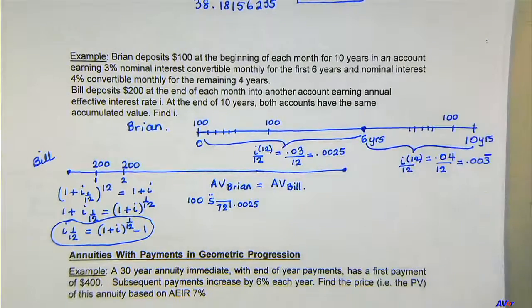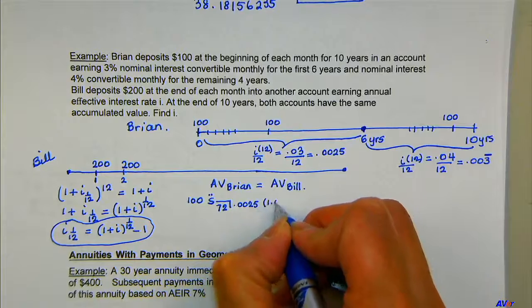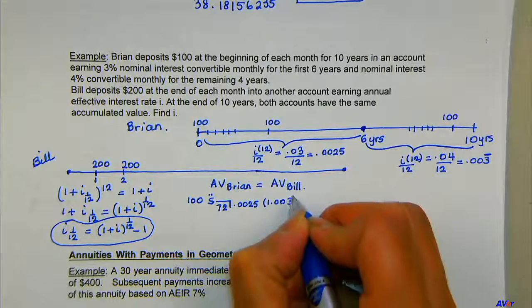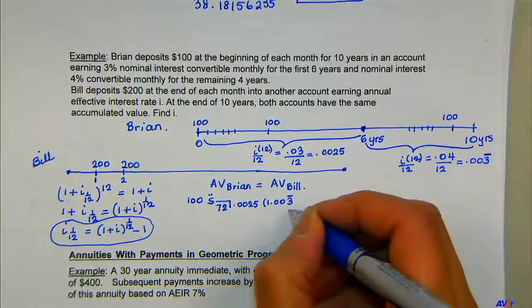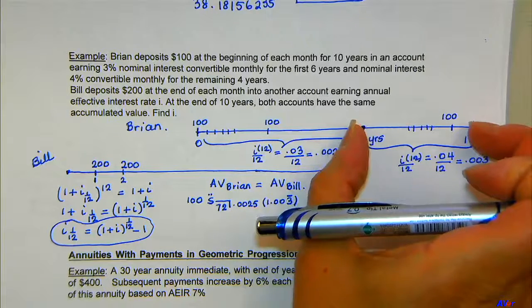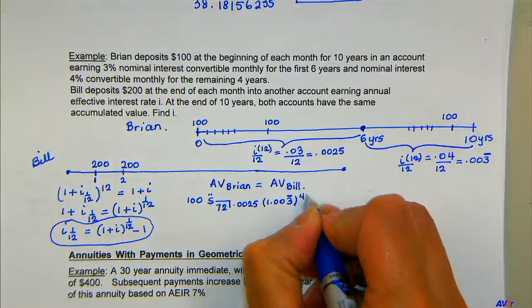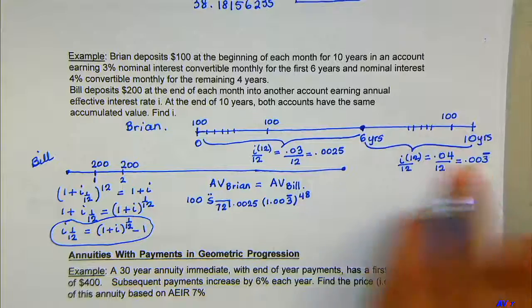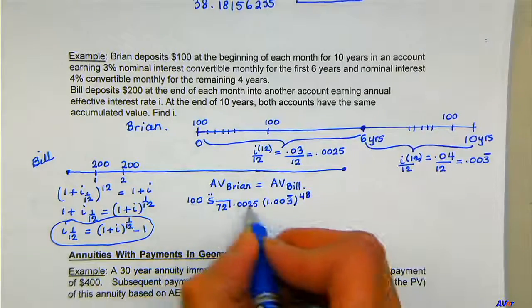That's here. So if I want the accumulated value at 10 years, I'd have to grow that, right? I'd have to grow that this way for 1.003 repeating, because this is the interest rate that you're growing it at. 1.003 repeating raised to the what power? 48? 48, because I have 4 years here, 12 months each. So 48 power. So notice I use the monthly rate from here to grow this accumulated value, which was this. Follow me?